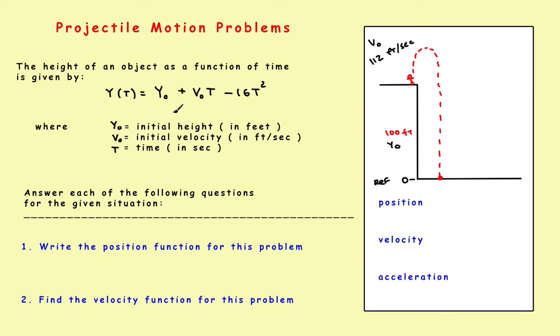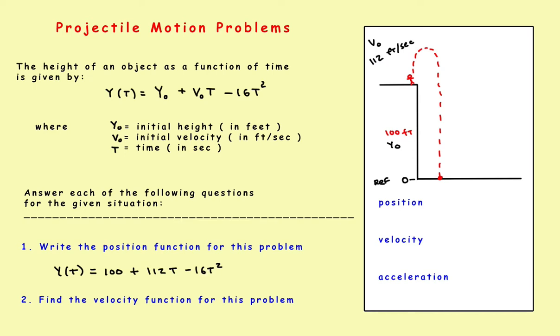This is the general formula for position, but we want to write a specific formula for our specific problem. I want to write y as a function of time is equal to, and in place of y0 and v0, substitute your exact problem. In our case, the initial height is 100 feet, plus the initial velocity 112 times t, then the minus 16t squared. So that is the position function for this specific problem.